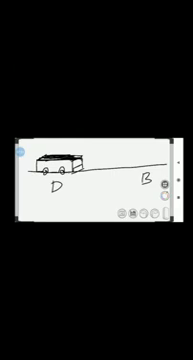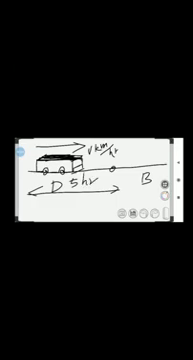A bus is traveling at the speed of v kilometer per hour. It is going at the speed of v kilometer per hour till 5 hours. So after 5 hours, how much distance it covered? Can you understand?